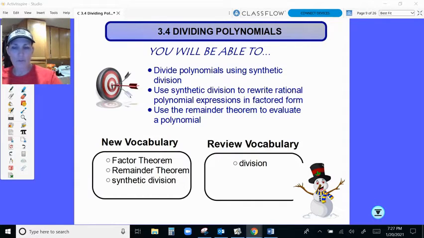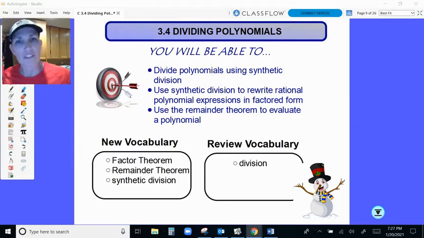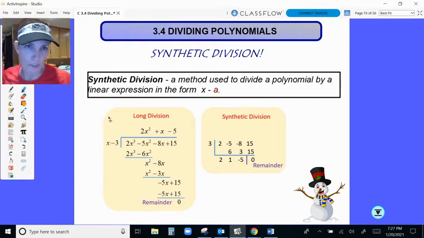Everybody, welcome back. We're going to begin the second part of 3.4, which is dividing polynomials, but this time we're going to look at synthetic division. We're also going to take a look at the remainder theorem and also look at the factor theorem. And in both of those, I think the factor theorem is the most important, okay?